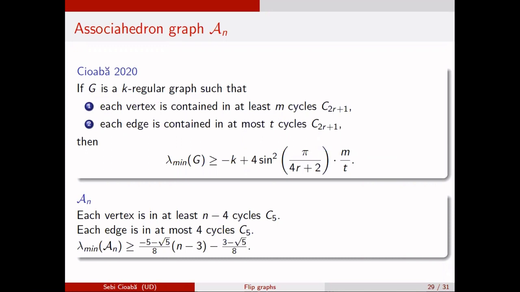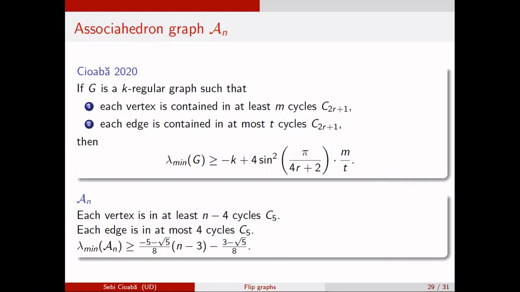And there is a result like this for R equals 1 in a paper by Aharoni, Alon, and Berger in 2016, in which they study the largest eigenvalue of the Laplacian for K_{1,k}-free graphs, like claw-free graphs and so on. If you translate that for regular graphs, it's essentially a result about the smallest eigenvalue. So this extends their result to larger cycles. Why was this needed? Because the associahedron graph does not have triangles. It has C4s and it has C5s.